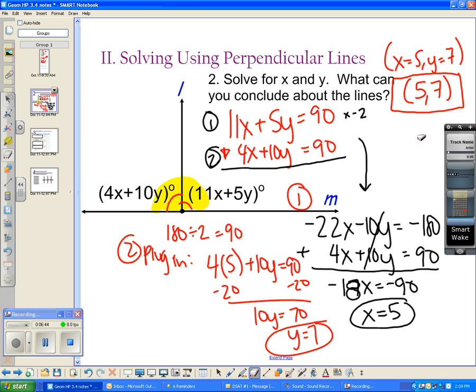Oh wait, no, just kidding. We're not talking about systems. My bad. x equals 5 and y equals 7. That's your answer. Okay, and then the last part says, what can we conclude about the lines?